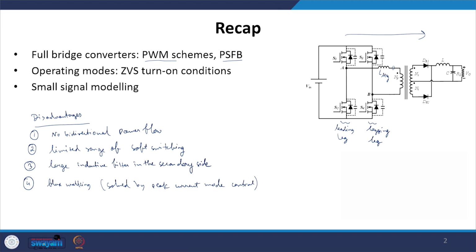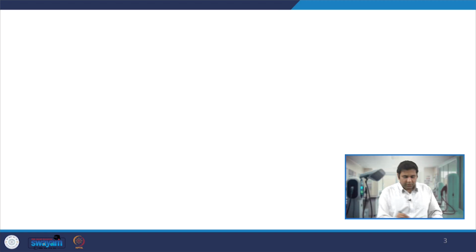Now let us try to see how one can address this in the DAB converter, which is again one of the very commonly used DC-DC converters, especially for high power applications going up to 20 to 25 kilowatt power range. So let us try to see our dual active bridge.